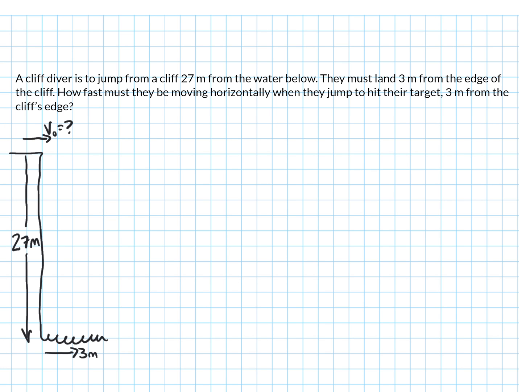All right, so I've already shown a picture here with 27 meters down, and then they start off horizontally at some unknown velocity. And that's what I need to figure out. And they're going to land in the water 3 meters away from the edge, which is the deepest part of the water. So before I really get into this, what I need to do is make up my table of my unknowns.